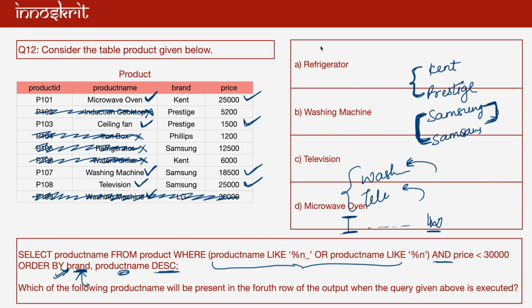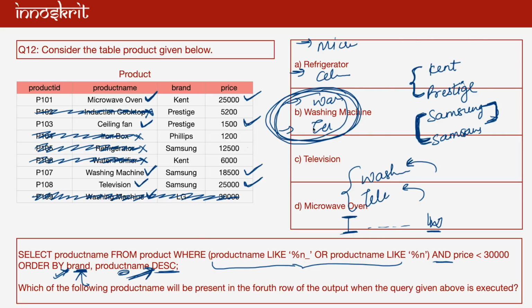So that means at the very top, microwave oven will be there at the first step, then the second step will be ceiling fan, the third step will be washing machine, and the fourth step will be television, because for the last two documents you have arranged these product names in the descending order. So because of this descending order, television will appear last.